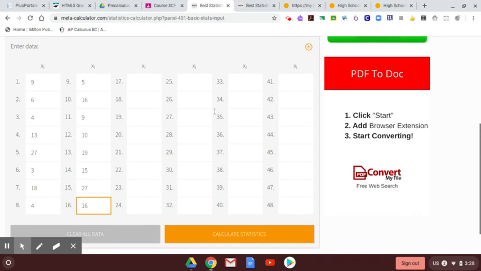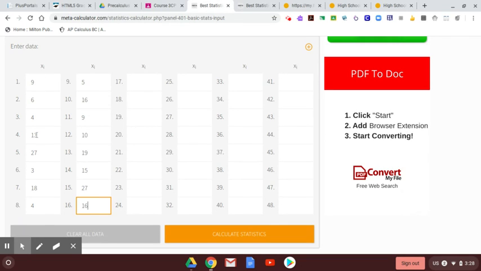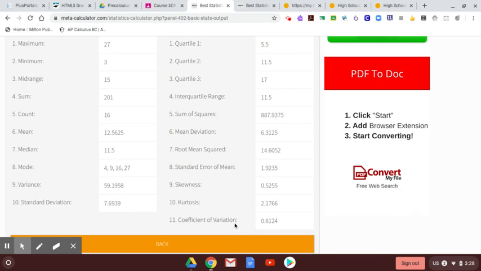But these were the values for the number of days. So we've got our 16 pieces of data here. And this is the screen that comes up when you're doing that. And then you just have to click Calculate Statistics. And we're only interested in the mean, but it gives you all this information, which the graphing calculator does too. But if you don't have your own graphing calculator, that's fine. You can use this. So the mean, we've got 12.5625.